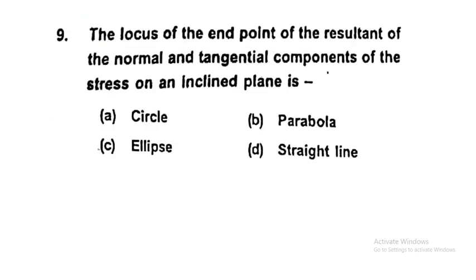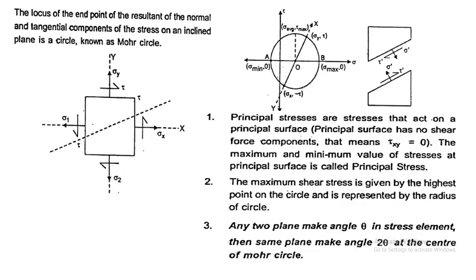Question number 9. The locus of the end point of the resultant of the normal and tangential components of the stress on an inclined plane is what? Either circle, parabola, ellipse or straight line. What they are actually asking is the locus of the end point of the resultant of the normal and tangential components of stress on an inclined plane. It is a circle, known as the Mohr circle.